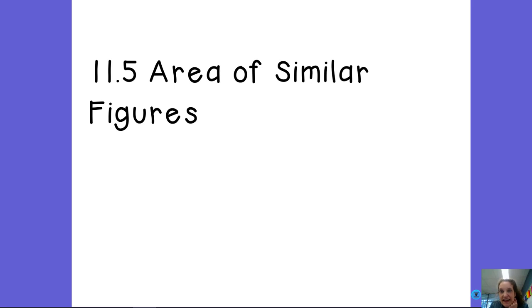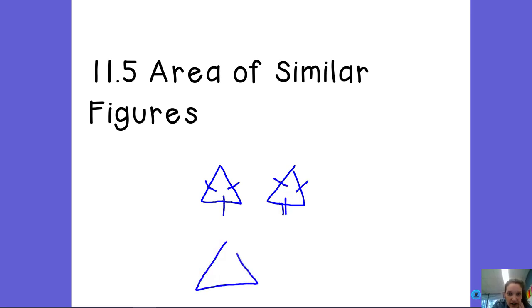Today we're going to talk about finding the area of similar figures. So remember, similar figures aren't congruent. So it's not like one triangle and a second triangle that are exactly congruent to each other. It's one triangle that's proportional to another, or one rectangle that's proportional, one pentagon that's proportional. So it's not that they're the same, it's that they have the same ratios for all of their corresponding sides.